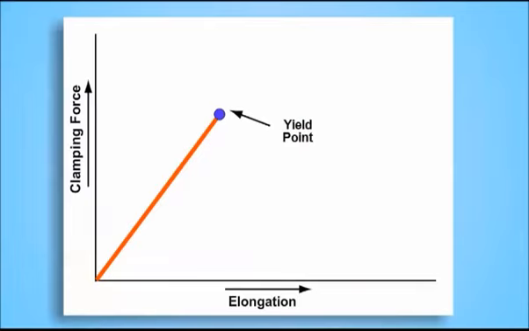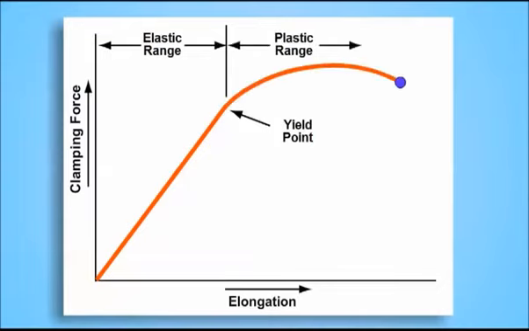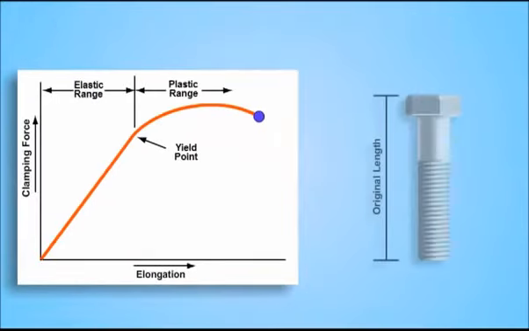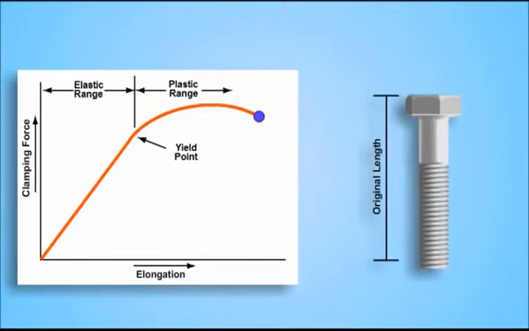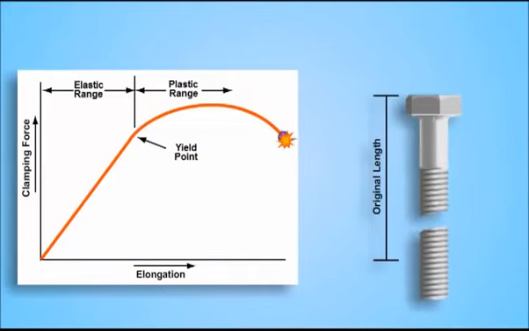When the force applied to the fastener is below the yield point, it's in its elastic range. When tightened beyond the yield point, the fastener enters its plastic range and no longer returns to its original size when the torque is released. The fastener will remain permanently elongated. If you continue to tighten the fastener in the plastic range, it will begin to lose clamping force and will fail once it reaches its tensile point.